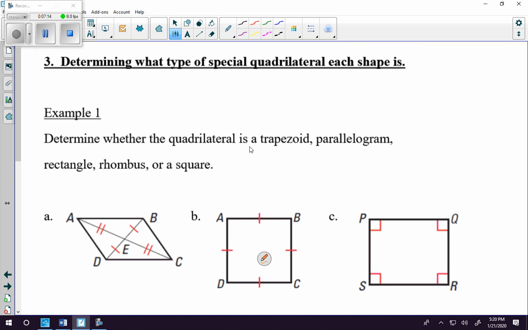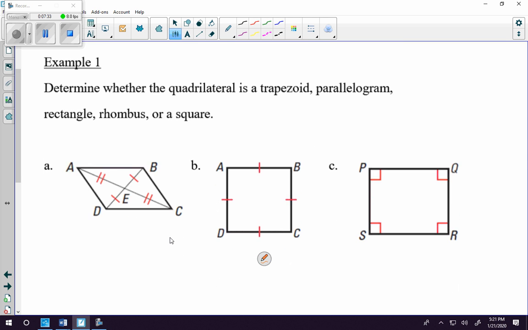Okay, here we go. Objective 3, determine what type of special quadrilateral each shape is. Example 1 reads this. Determine whether the quadrilateral is a trapezoid, a parallelogram, a rectangle, rhombus, or a square. Now, these can be very tricky because you may want to think that it's one, but the trick here is this. You have to look at what's being given to us, what's marked, and then you have to be as general as possible.